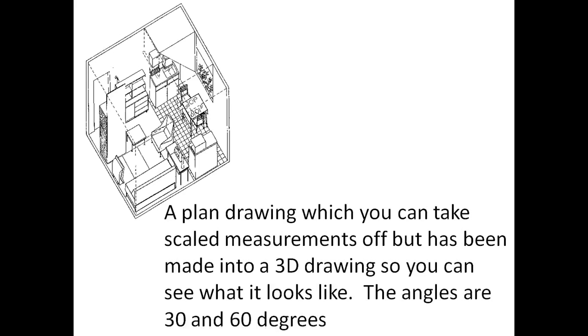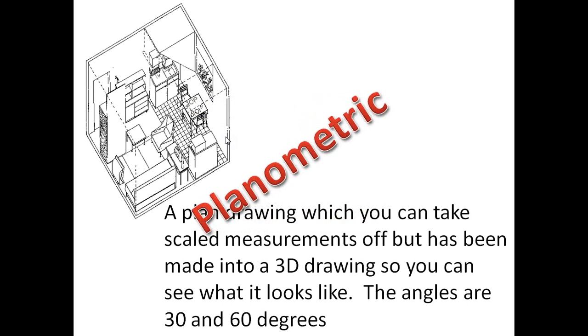A plan drawing which you can take scaled measurements off but has been made into a 3D, three-dimensional drawing, so that you can see what it looks like. The angles are 30 and 60 degrees. So the angle here, where I'm pointing my mouse, is 60 degrees and this one is 30 degrees. Because it's 30-60, you automatically get a 90-degree angle in the middle there. So we've got a plan view here that's created first, and then all the lines are drawn up to make it into a 3D drawing. Answer: planimetric. Next question.